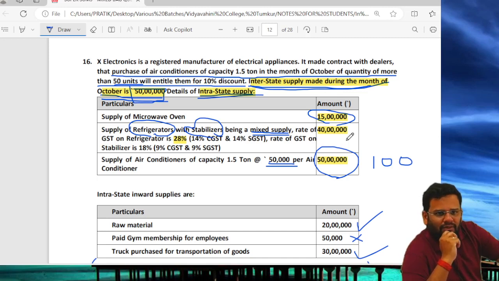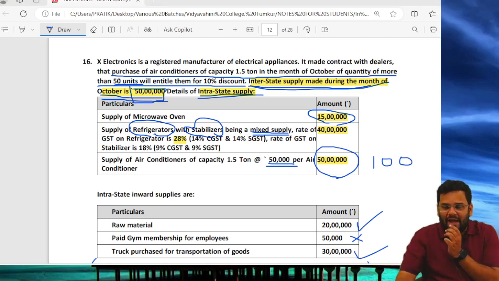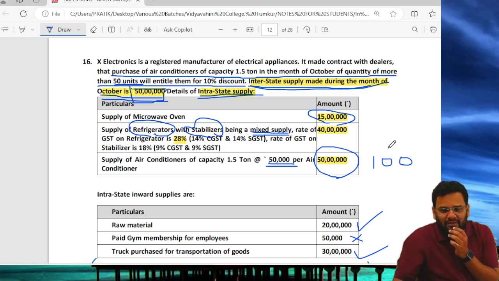All of you done. Next, one more critical point, supply of AC. Supply of ACs for discount of 10% as quantum of ACs purchased by a person exceeds 50 in a month.